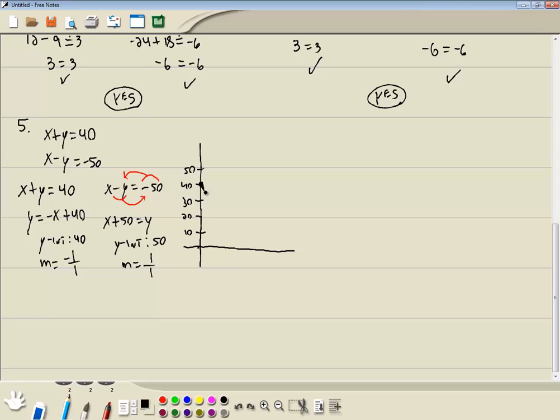Closest I get is probably right there. So if I graph it, looks like that. Y-intercept is 50, is right here. And then I'll go up 1, right 1, up 1, right 1. Be like right there. And then if I draw that, my best guesstimate would be negative 5, 45. Let's see how close I am.